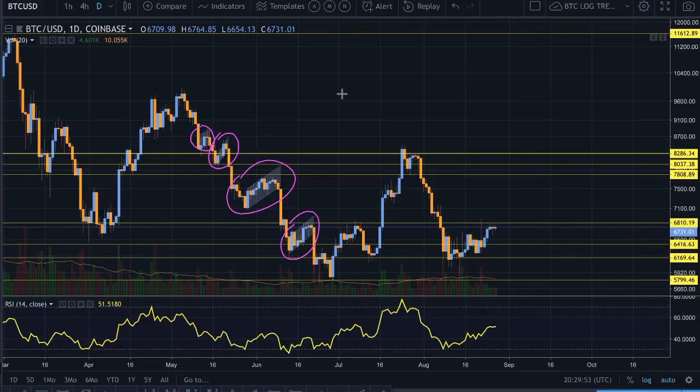Can't one shoulder be larger than the other? Yeah, it can, and that's why I mentioned 7,000 could even be the top.